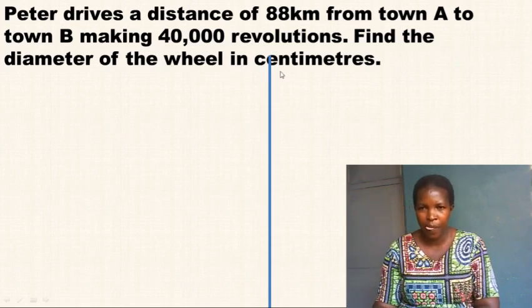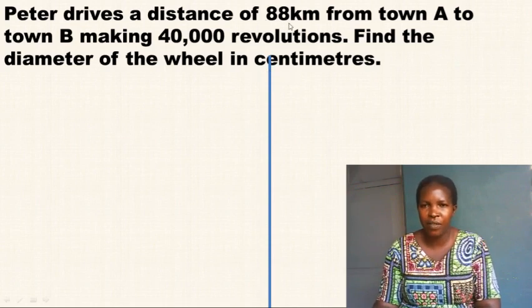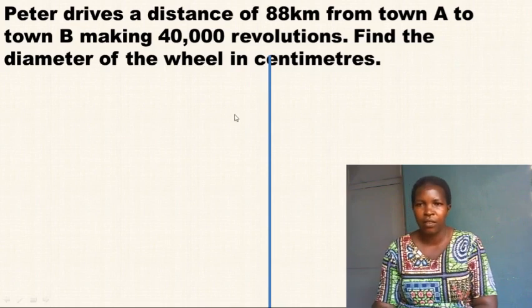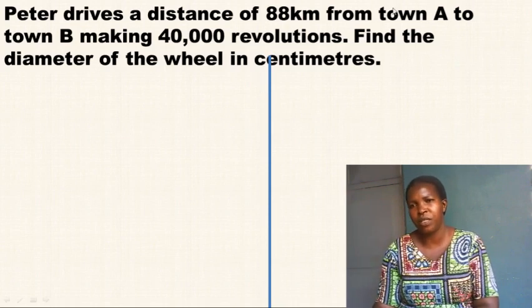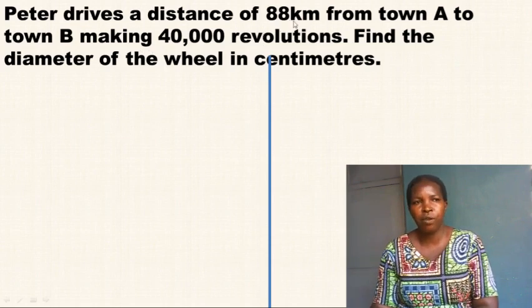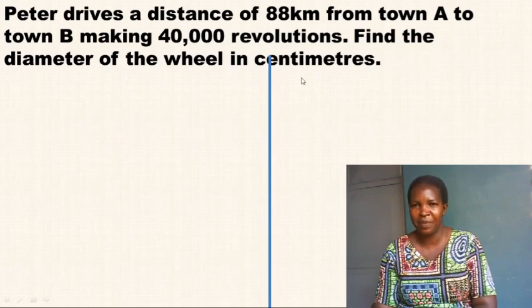You see, this question here is also a bit technical. The distance has been given in kilometers. They want us to find the diameter in centimeters. So we need to use the same trick we've applied in question 2. But remember, this time the distance between town A and town B has been given in kilometers, which is 88 kilometers. So we need to convert the kilometers to centimeters.